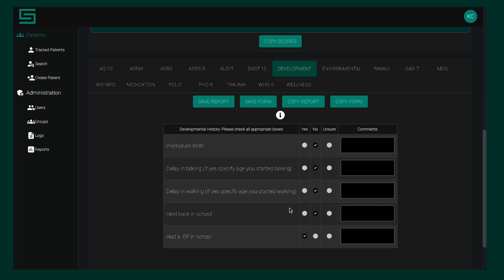Often these cue us into if there might be neurodiversity. The delay in talking and delay in walking is a classic sign of possibly autism traits. And IEPs in school, oftentimes if they clicked yes for this, I will ask them what the IEP was for, because it might clue us into some of the other neurodiverse traits.